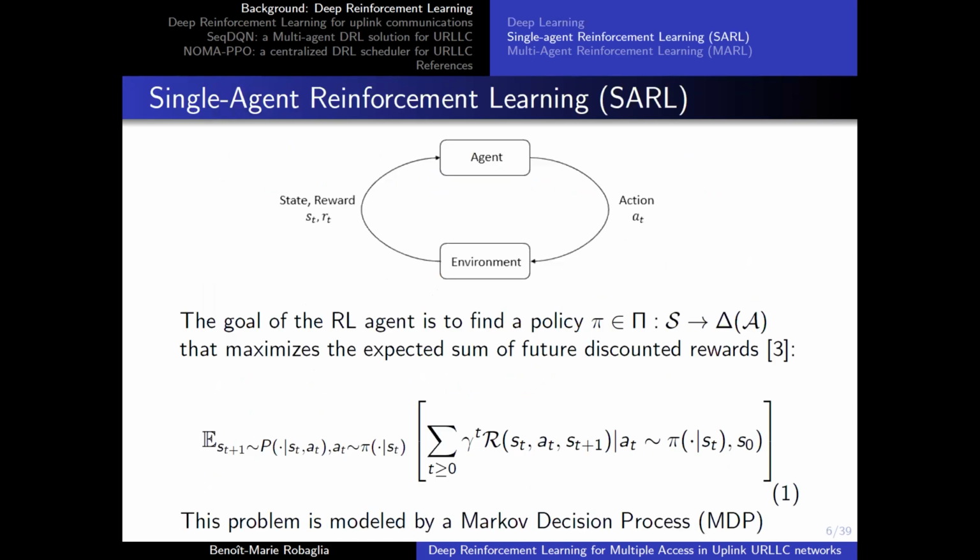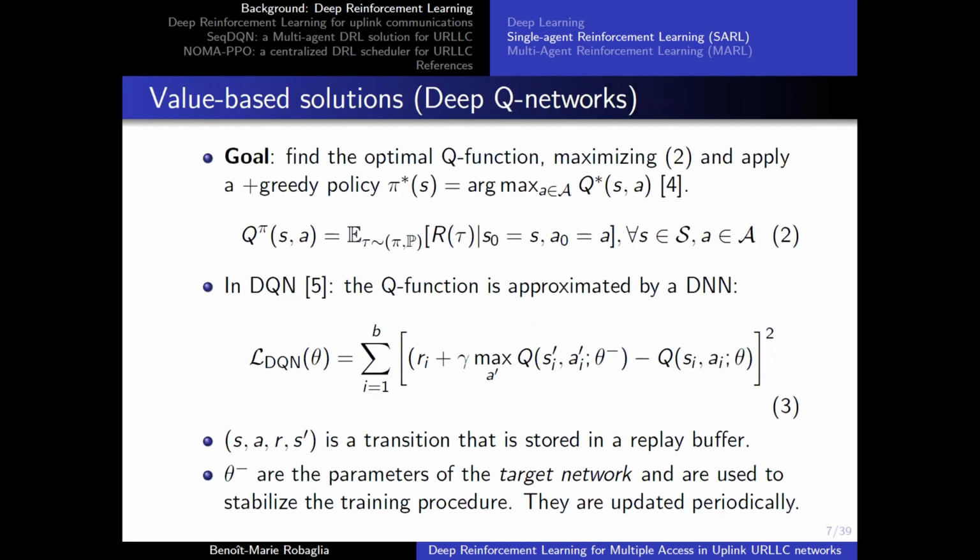A few words on single-agent reinforcement learning, because we're going to differentiate between using one agent or multiple agents. The idea behind reinforcement learning is very simple. It's an agent, a decision maker, that interacts with an environment. It makes actions at every step and gets an immediate reward for it. The objective is to learn how to make the best actions, but contrary to multi-armed bandits, for example, we want to maximize the sum of future discounted rewards. This is this expression, and it is modeled by a Markov decision process.